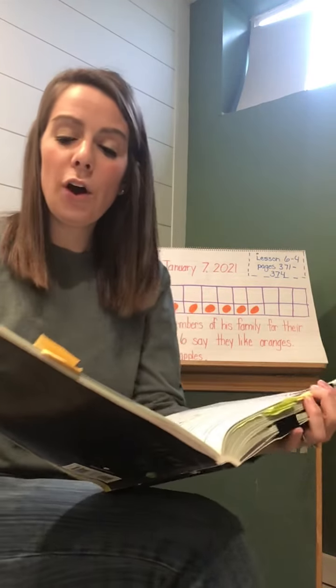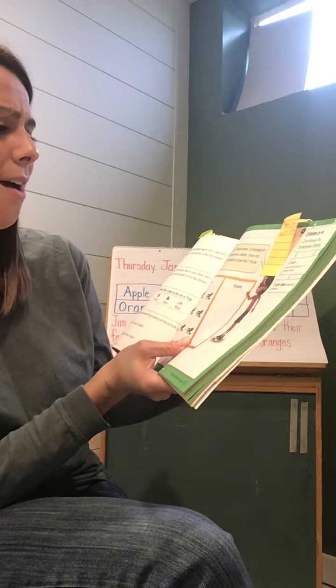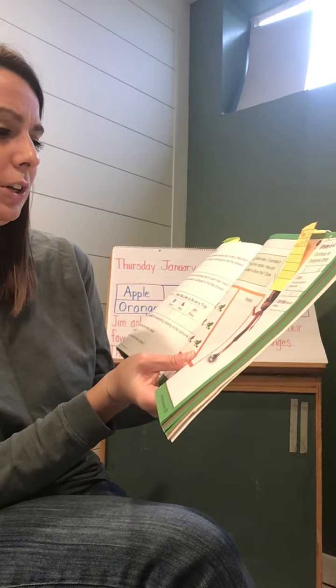Okay, so we're going to look at these problems. Now, this one on page 371 will probably look familiar to you because we have done a lot of practice with these part whole mats. Now, at the top, it tells me, at the park, Susan sees 13 animals. 9 of those animals are birds. The rest are rabbits. How can I figure out how many rabbits she saw?